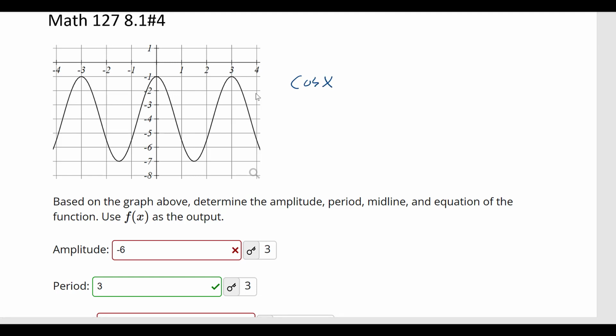Now let's take a couple of pieces of information. Our amplitude is going to be from a center line to the peak or to the valley. And I'm looking at the center line because it's going from -1 to -7. So -1 minus -7 is 6. Divide that by 2, we get 3. So that's why our amplitude is 3. So this is 3 here. And your amplitude is always a positive number.